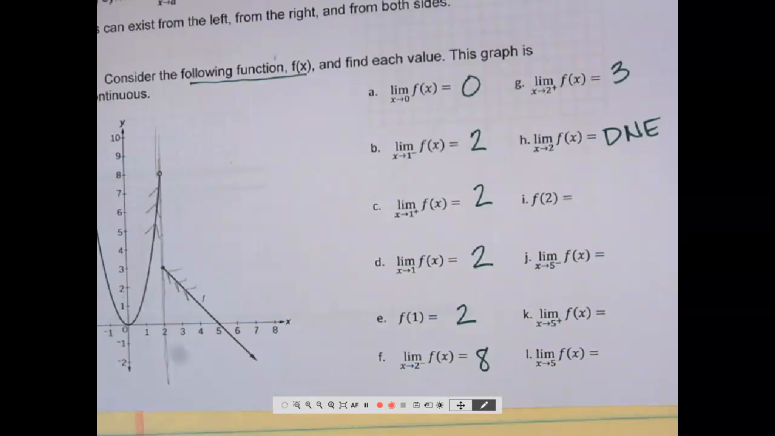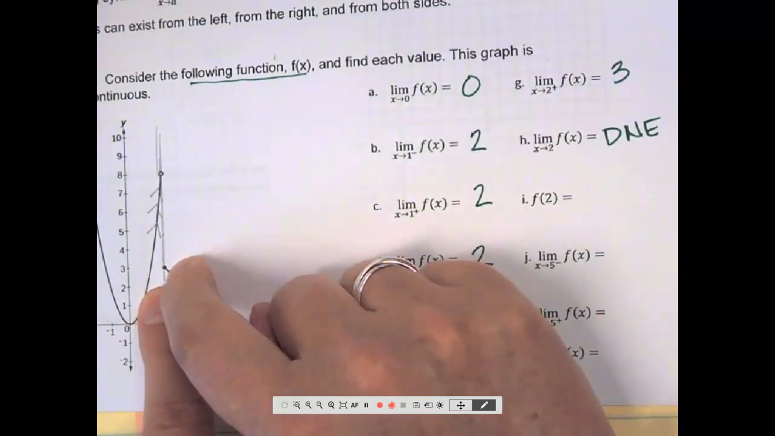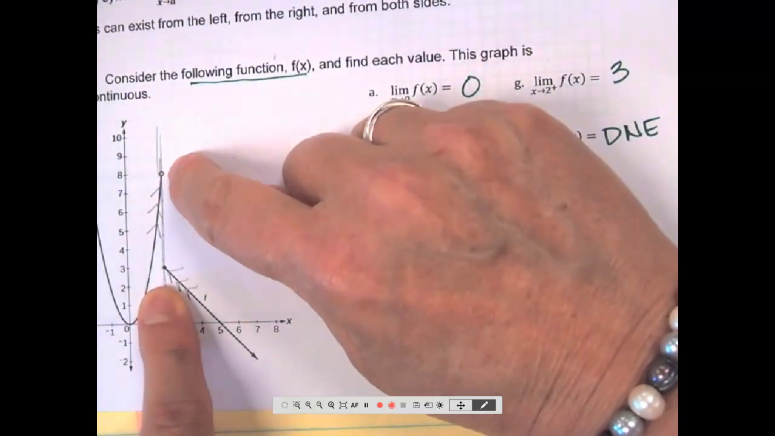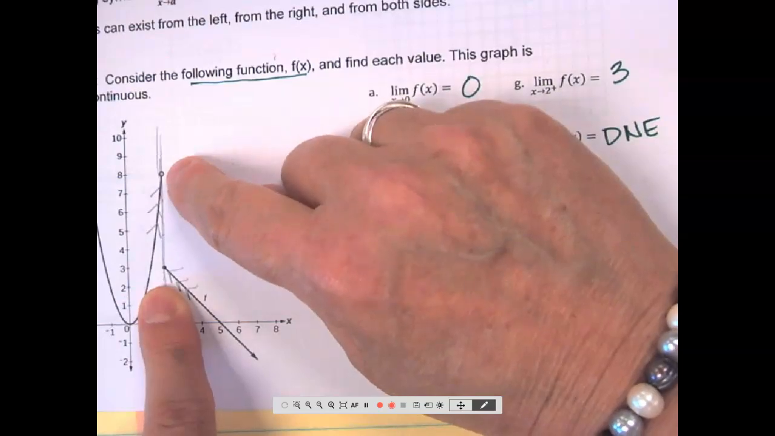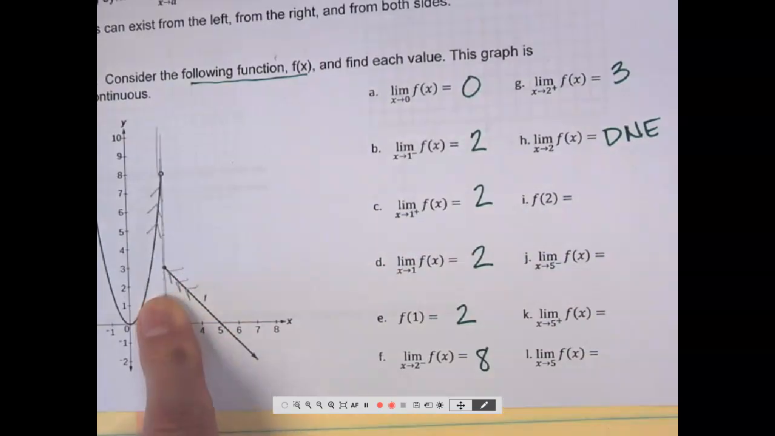What is f of 2? So when x is 2, what is the ordered pair on the graph? 3. That's where the closed circle is. I wouldn't use 8 because that's an open circle. There's not an ordered pair of 2, 8 on the graph, but there is an ordered pair 2, 3. So f of 2 is 3.